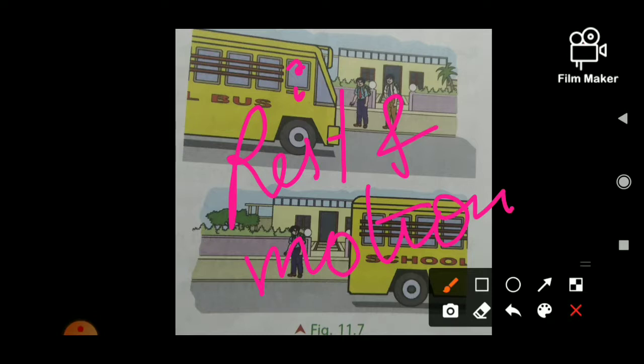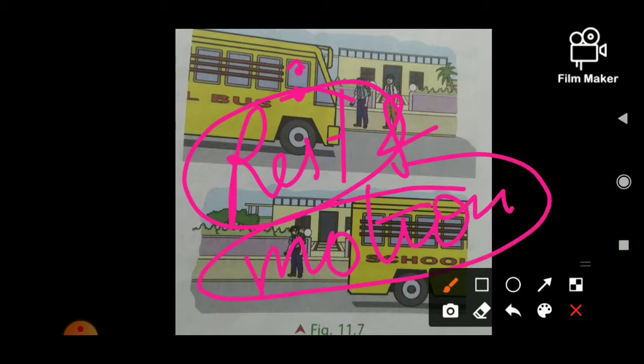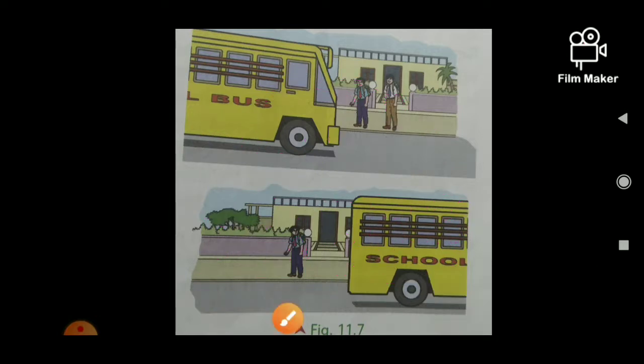It shows that the state of rest and motion of an object is always relative to a reference object. In the words rest and motion, both are relative terms.